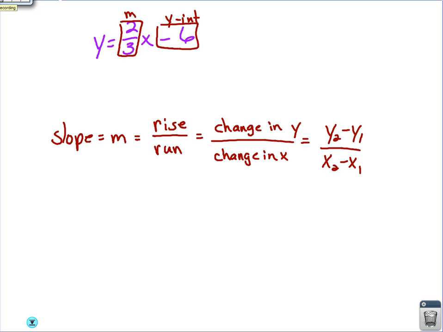Some books even do this, I believe yours might. Some books even say, you know what, y2 minus y1 over x2 minus x1, yeah, you can actually do, instead of y2 minus y1, you can do y1 minus y2, as long as you do x1 minus x2. You're going to get the same answer either way.